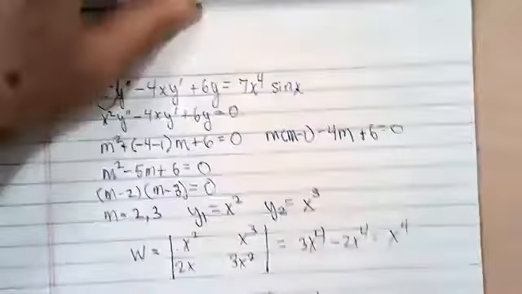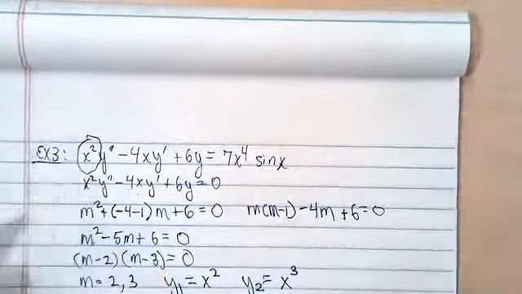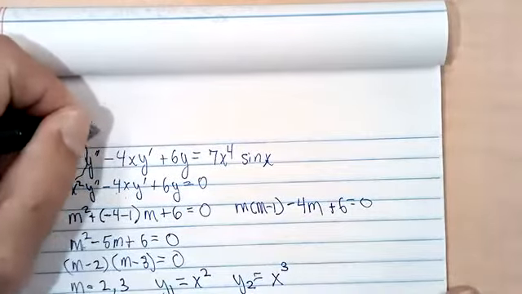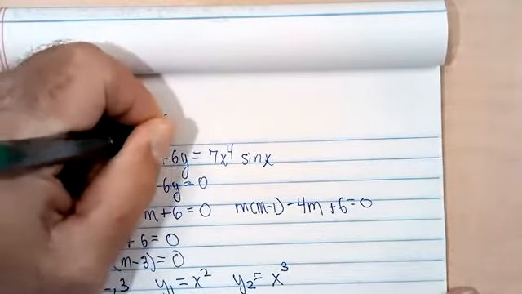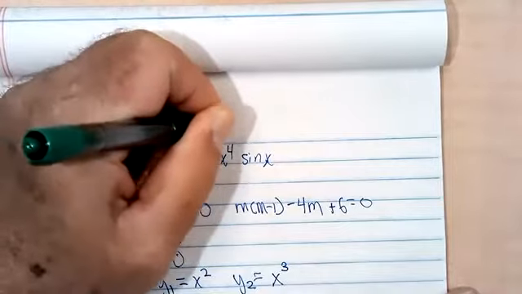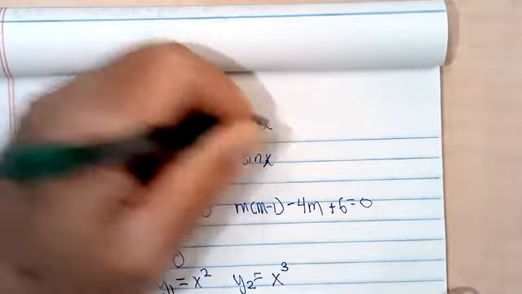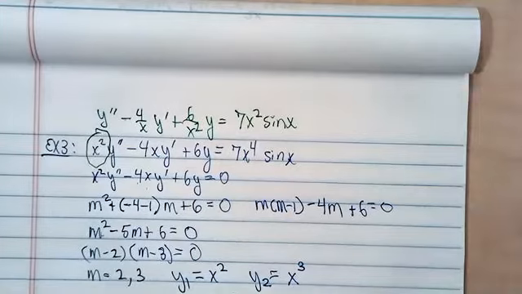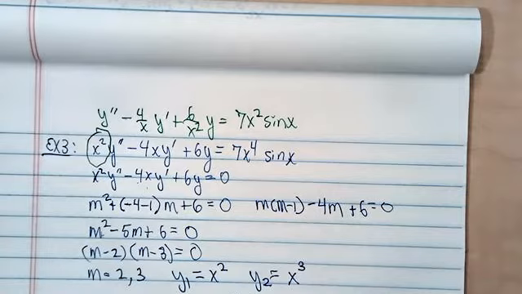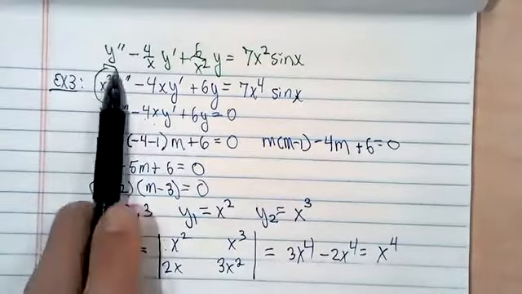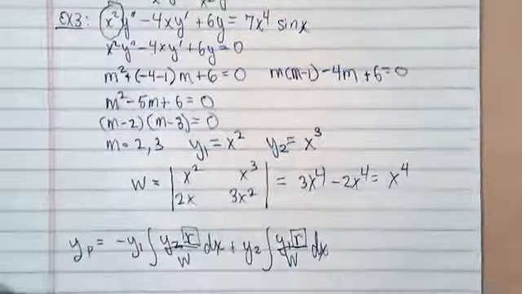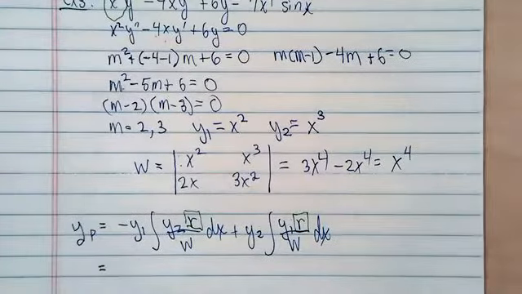So now this is no problem as long as you notice. All you have to do is divide through by x squared. So you have y double prime minus 4 over x y prime plus 6 over x squared y equals 7x squared sine x. So the only catch is when you go to fill in the blank here for r, you want to use 7x squared sine x, not 7x to the 4th sine x. So why? Because you've got to divide out that leading coefficient of x squared. All right, so we're ready now, and we hope that this comes out okay.